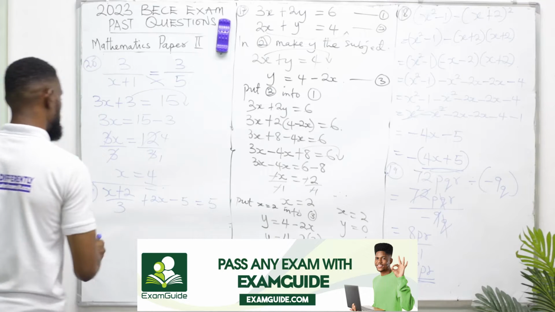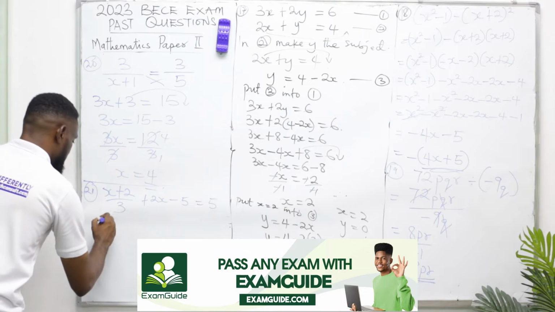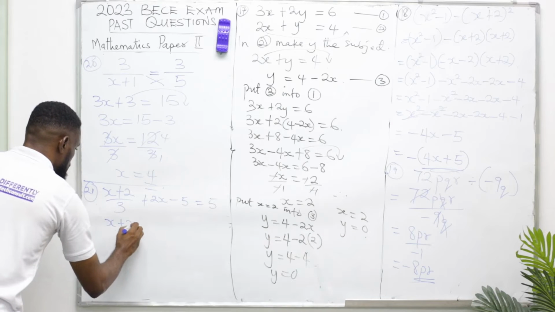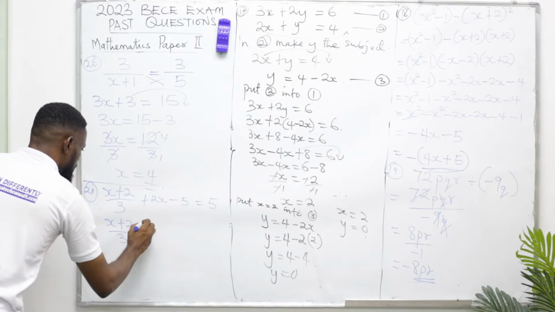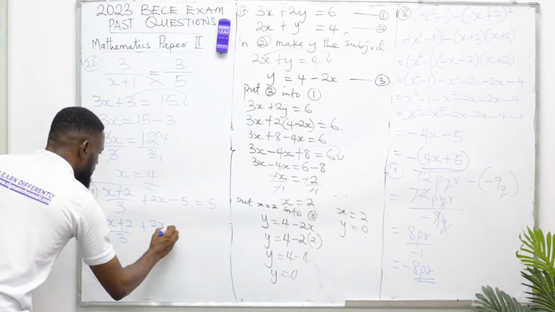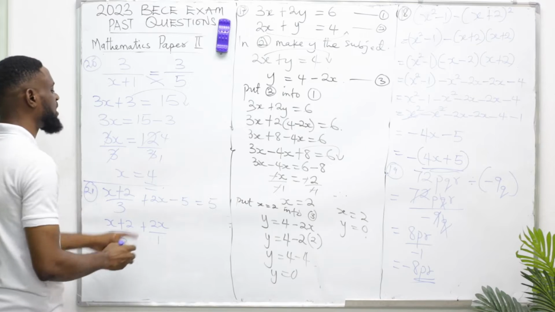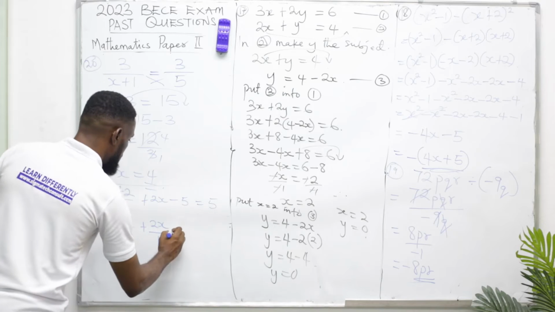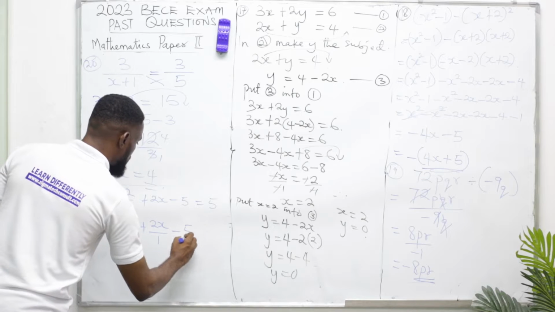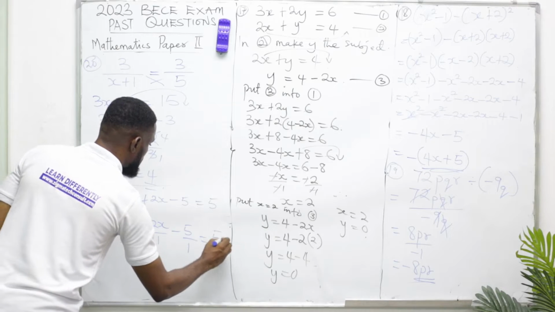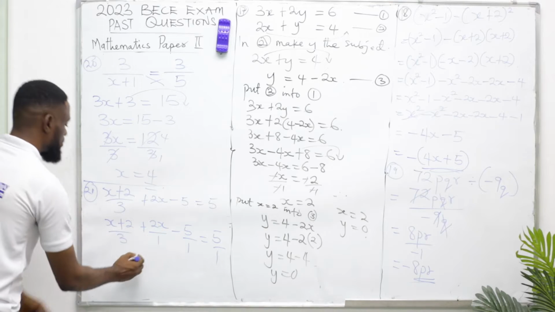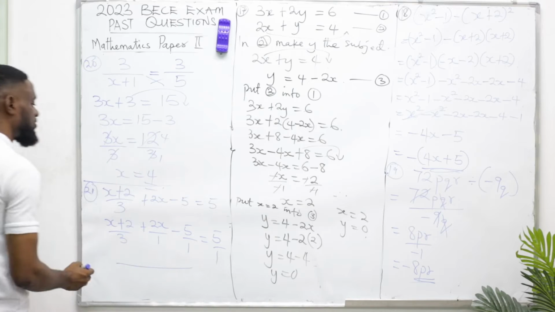All right, so the solution to this, let's write it out. x plus 2 over 3 plus 2x. This is over 1. Even if they did not put it, any number alone is just over 1. Then minus 5 is also over 1, is equal to 5. This can also be over 1 if you want to put it. So let's reduce this fraction first.